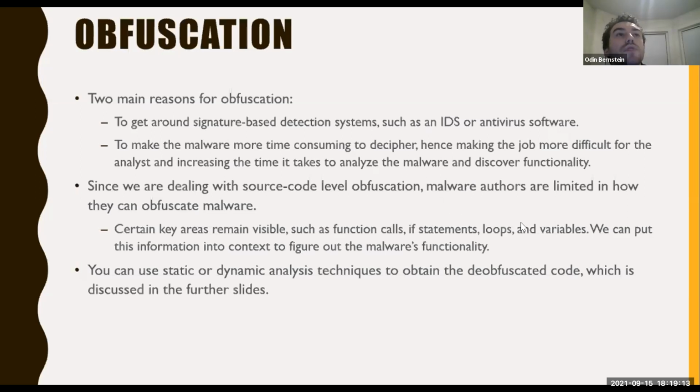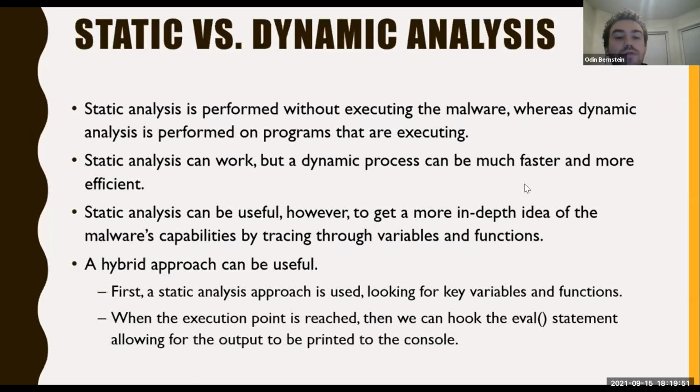But since we are dealing with source code level obfuscation, the malware authors are somewhat limited in how they can obfuscate the malware. JavaScript will need valid function calls, if statements, loops, and variables in order to recognize it as valid JavaScript. So we can use this information to deobfuscate the malware. And then you can use either static or dynamic analysis techniques. Static analysis is performed without actually executing the malware, whereas with dynamic analysis you're executing the malware. Dynamic analysis is generally faster and more efficient, but static analysis can be useful if you want to gain better insight into the malware's functionality.